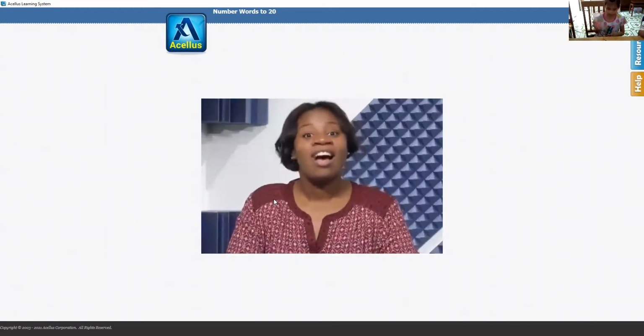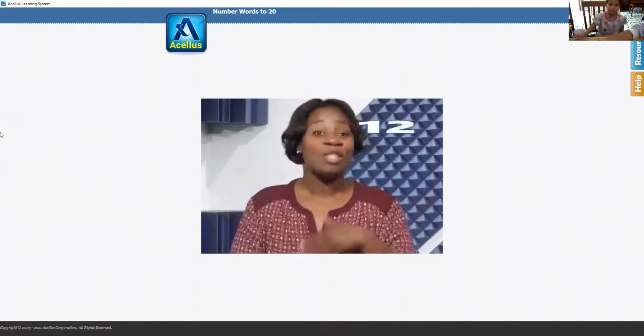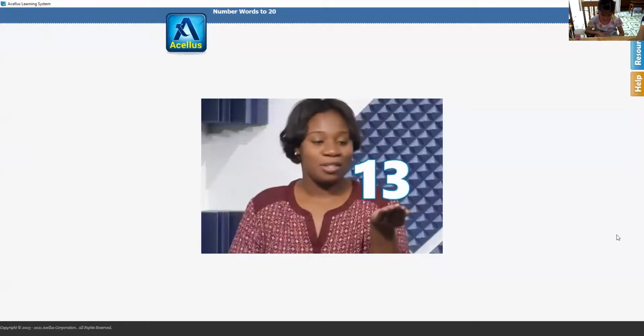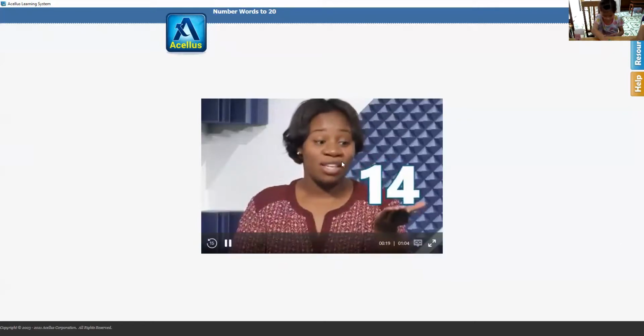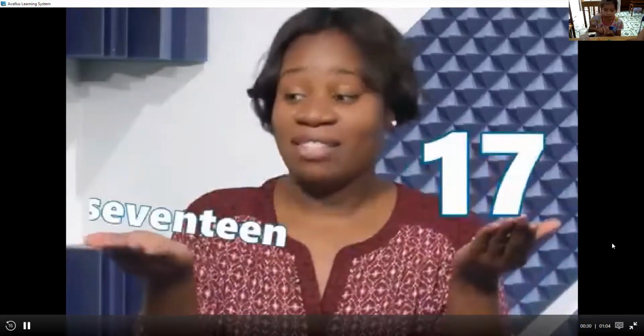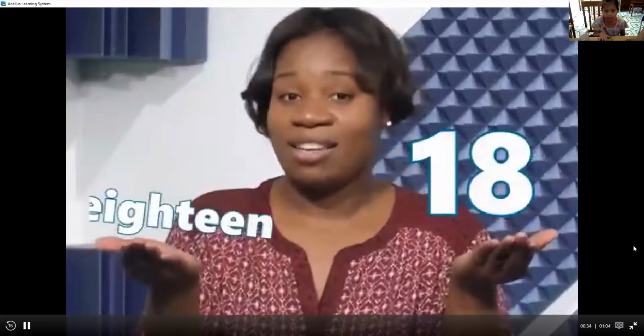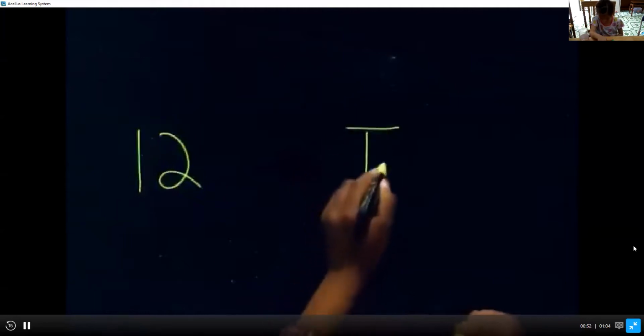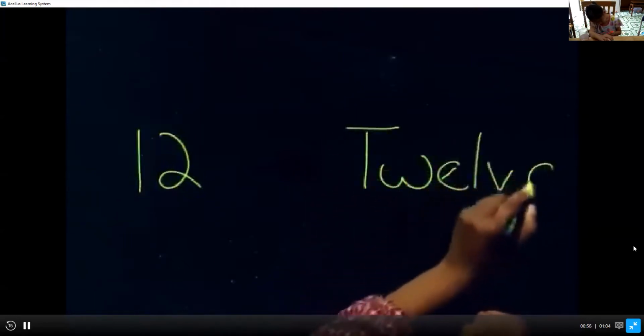Number words to 20. 11, 12, 13, 14, 15, 16, 17, 18, 19, and 20. We need 12 cups. How can we write it in 2 ways? In number form or in word form? So those are 2 ways we can write numbers.